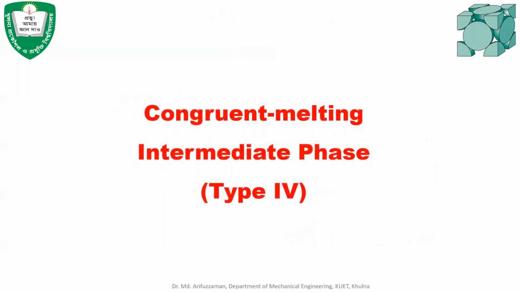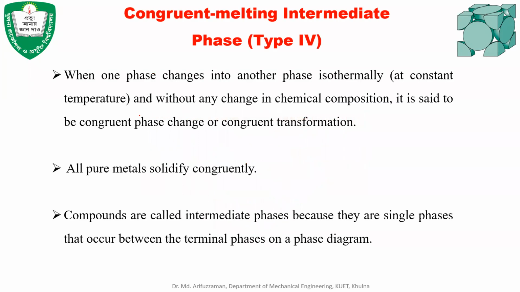Okay, so next we'll move to the type 4 diagram. It's a very simple diagram, so I would like to finish this one today. It is a congruent melting intermediate phase. It is a compound type alloy that is formed in the type 4 diagram. When one phase changes into another phase isothermally, that means at constant temperature and without any change in chemical composition, it is said to be a congruent phase change or congruent transformation.